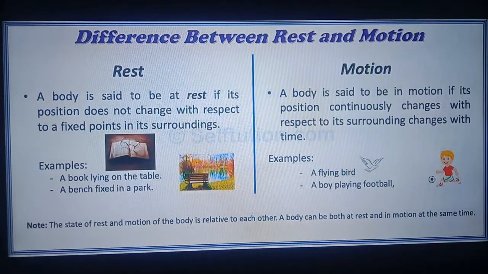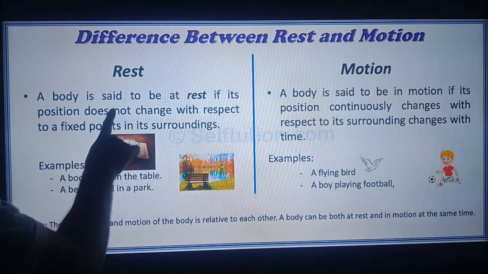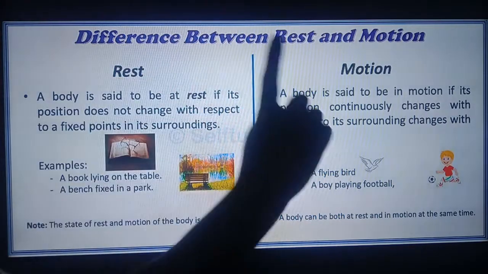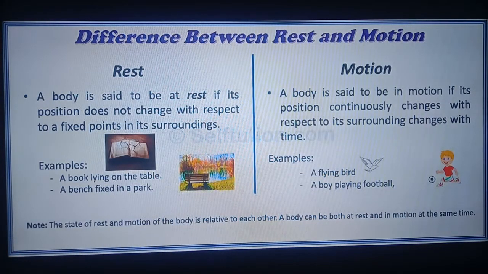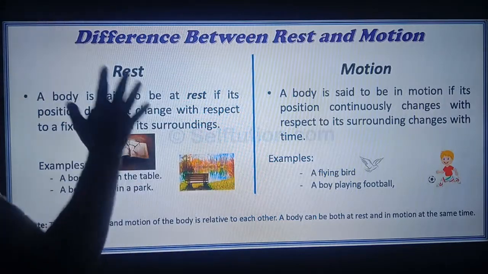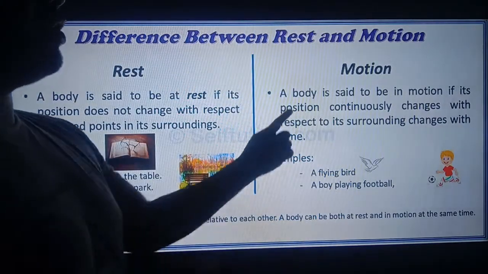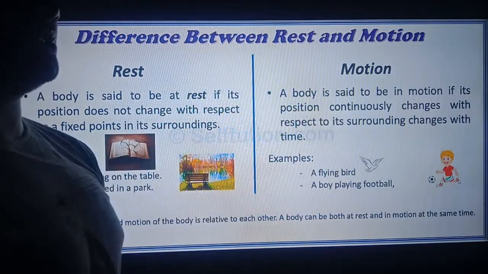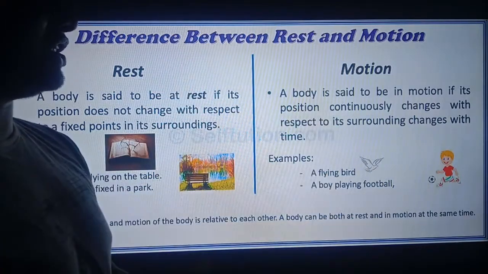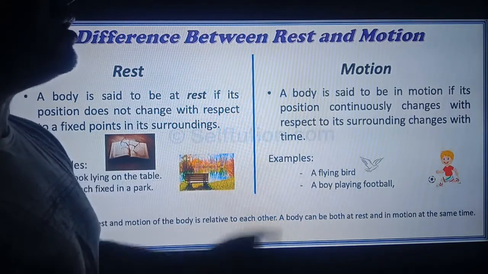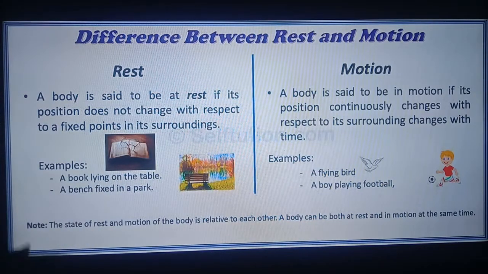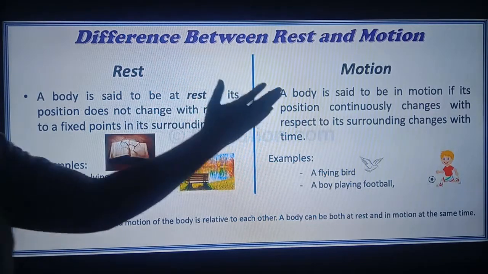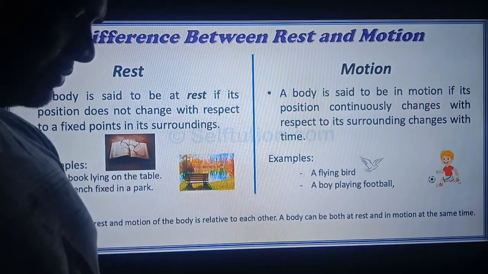A body is said to be at rest if its position does not change with respect to a fixed point. Means the surrounding of a body does not change, means the body is at rest. Whereas motion, a body is said to be in motion if its position continuously changes, means surrounding continuously changes, then the body is said to be in motion. For example, in rest, a book lying on the table. In motion, the example, a flying bird.